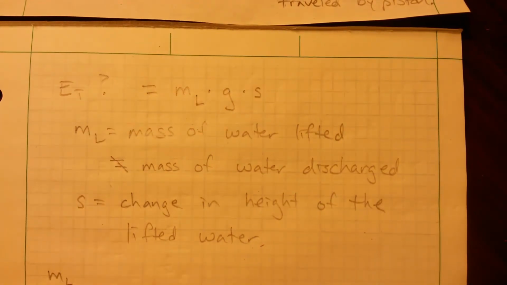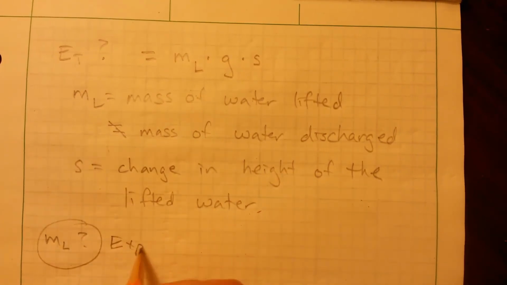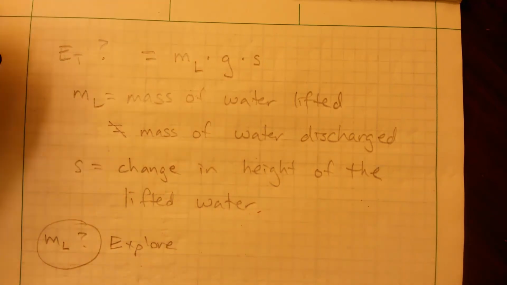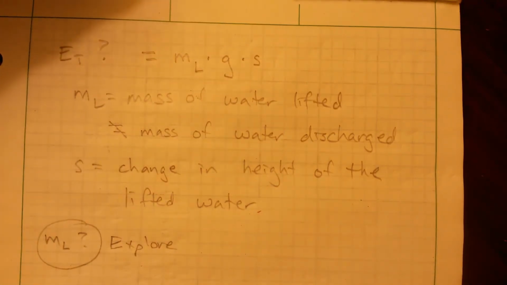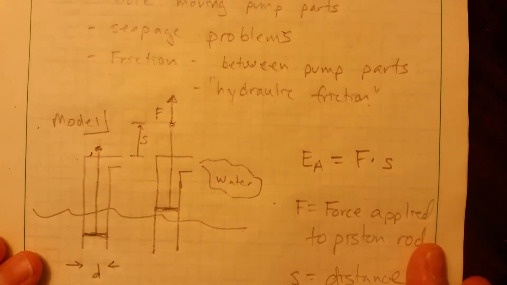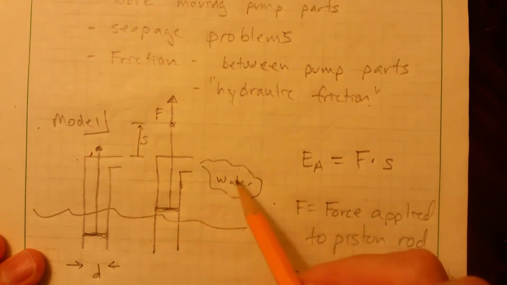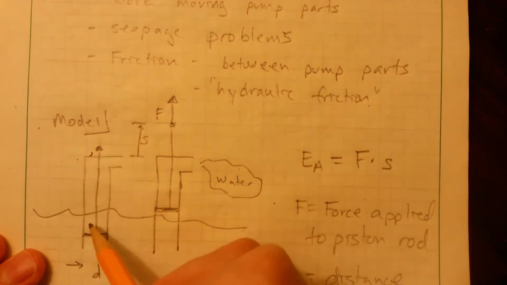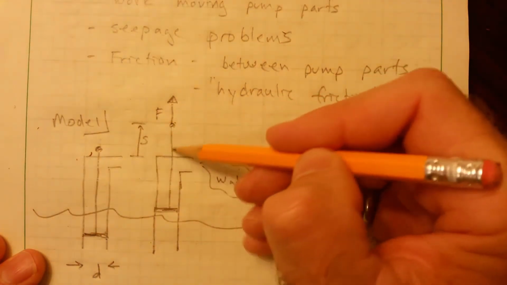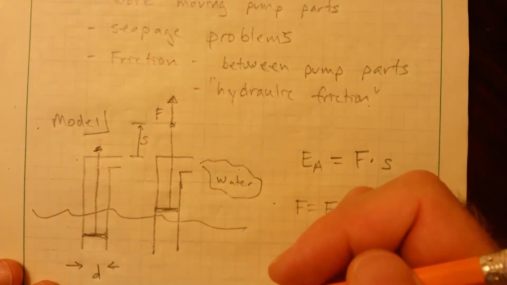So saying that the mass of the water lifted is not the same as the amount of water that's discharged, let's explore this, see if we can understand it a little bit. Okay, so I'll go back to my model here. How much water do I have to lift in order to discharge some? I can see the distance that I'm lifting the water is going to be related to how far the piston moves, but actually how much water do I have to lift?